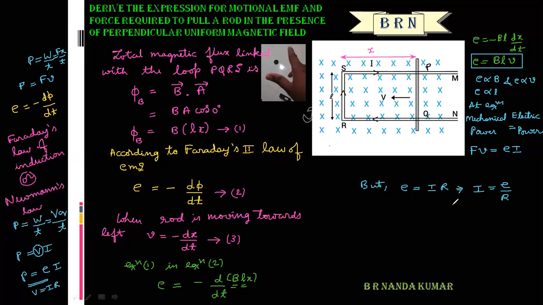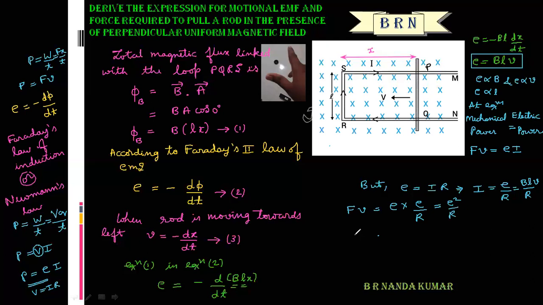Okay. So E is the motional EMF, that is BLV, divided by R. So now the above equation becomes FV equal to E. What is the value of I? I is E divided by R. So it can also be written in the form of E square divided by R.